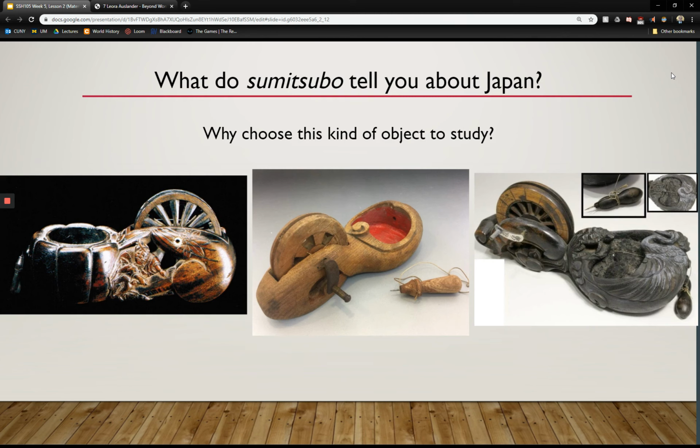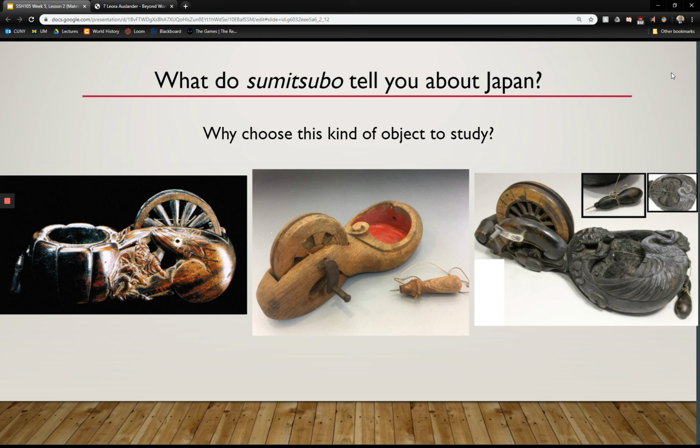I've already talked to you about what Sumitsumo tell you about Japan, but why choose this kind of object to study? Sometimes it can be quite personal. So for me, my father is a carpenter. It's what he's done his whole life. And I, in my summers since middle school, have also been a carpenter. I've helped him work on building houses and things like that.